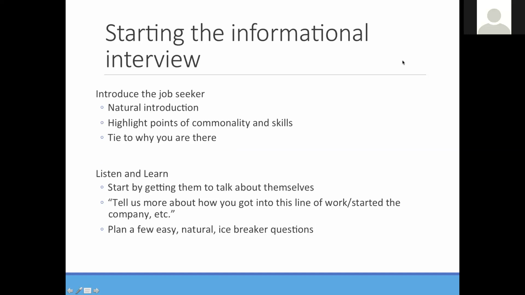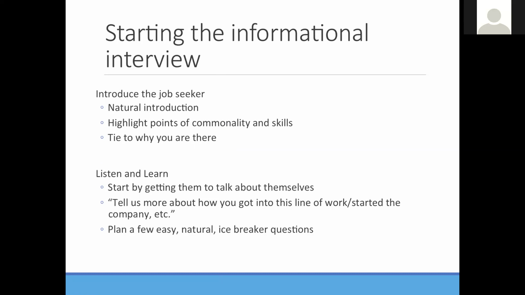So to start the informational interview, we want to introduce the job seeker. Nine times out of 10, we want the job candidate to be with us during the informational interview. Now, if you know that the job candidate may not be at their best yet, maybe you want to go first and then come back and bring the job candidate. But ideally, we want them to be there.